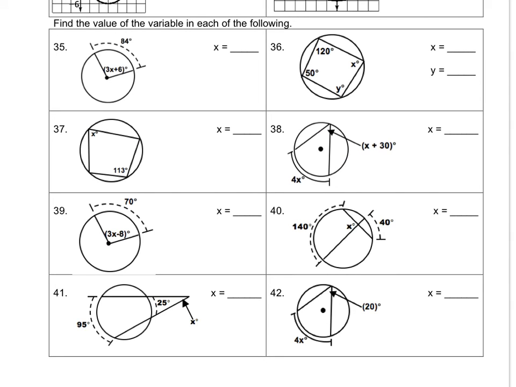Okay, these last couple, we're just going to find the value of the variable with our different circles. So on 35, this is a central angle. How do I know that? Because it comes from the center. That dot there is the center. So if it's a central angle, the angle is the same length as the arc. So I know these two are equal. So I'm going to just set them equal to each other. So I have 3x plus 6 equals 84. Subtract 6 on both sides.